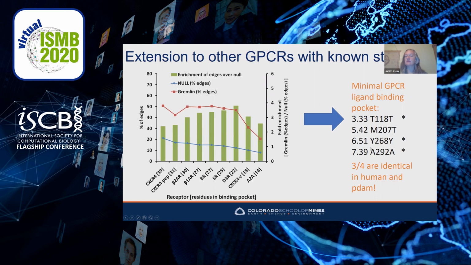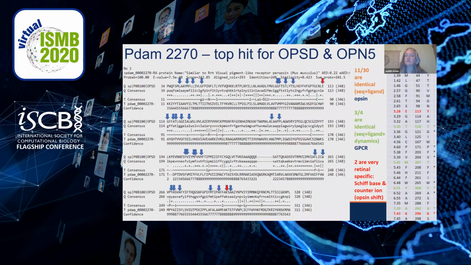And when we look at these 4 amino acids in the PDAM alignment, we find that 3 out of 4 are actually identical. This gives us very strong confidence that this protein is actually a functional G protein coupled receptor. The next question is, of course, what about the specificity of the ligand? So in addition to being a functional GPCR, you also have to have the minimum requirement of binding that particular ligand. In the case of opsin, this is a lysine to which the ligand is covalently attached.